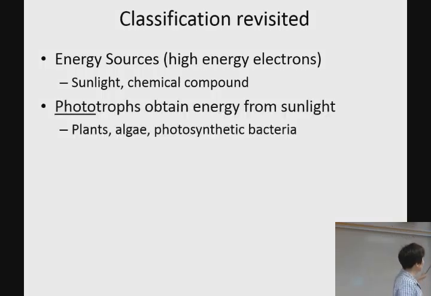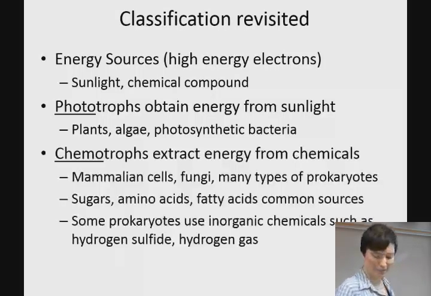So phototrophs obtain energy from sunlight. This term phototroph is referring to the origin of the energy. Autotroph refers to the origin of the carbon, right? So you can have an autophototroph, but you could also have a heterophototroph, for instance. So they get their energy from sunlight. That includes plants, single-celled algae, and photosynthetic bacteria. So there are some bacteria that do this.